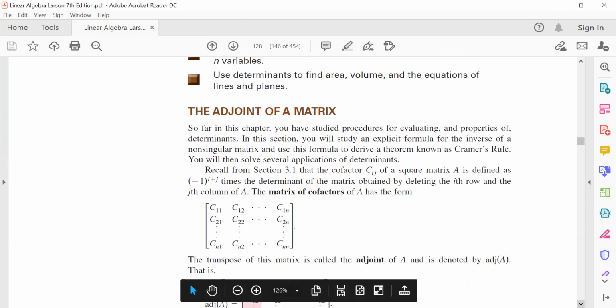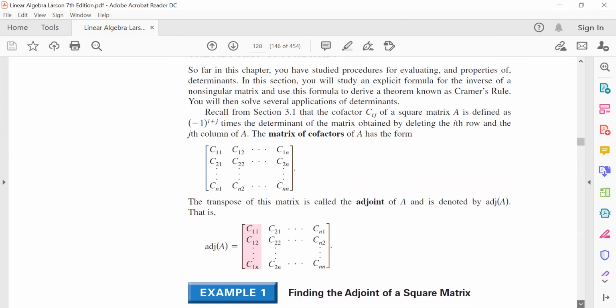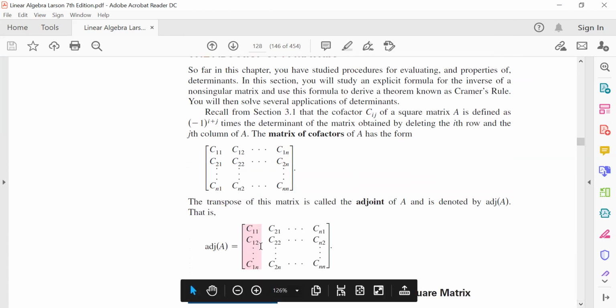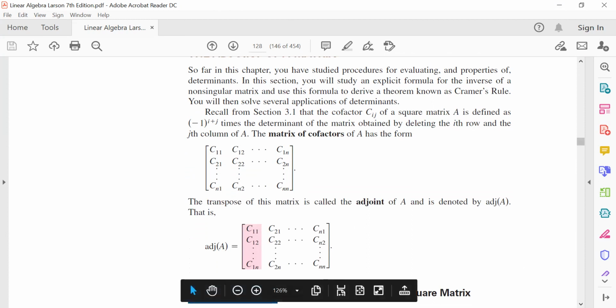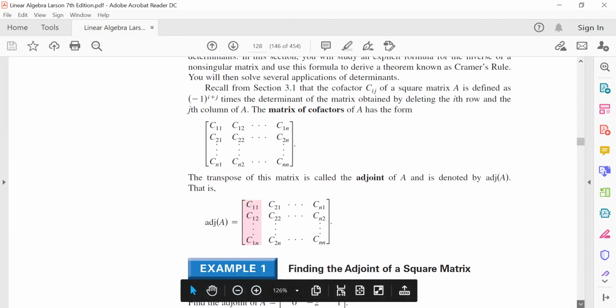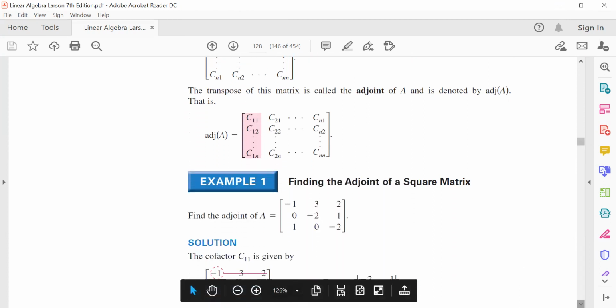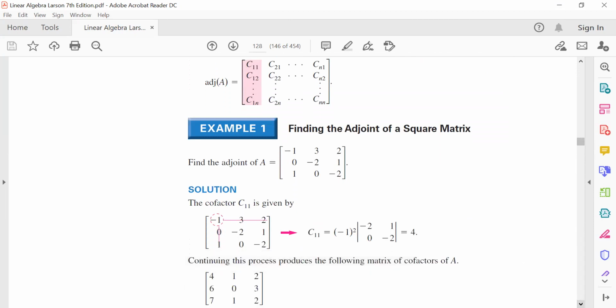And if you transpose this matrix, so it's the same cofactors, but now you're transposing it, then that is called the adjoint. Now how do you find the adjoint of a matrix? Well, it's a little tedious, but it's straightforward.